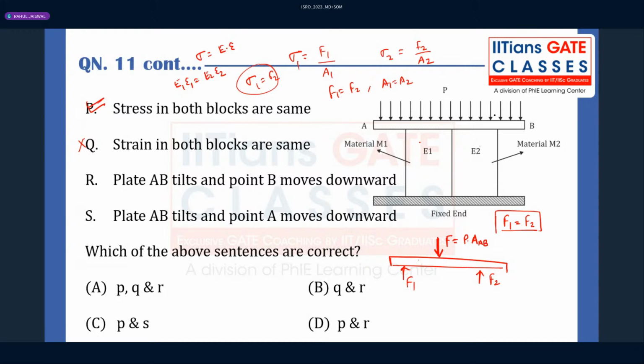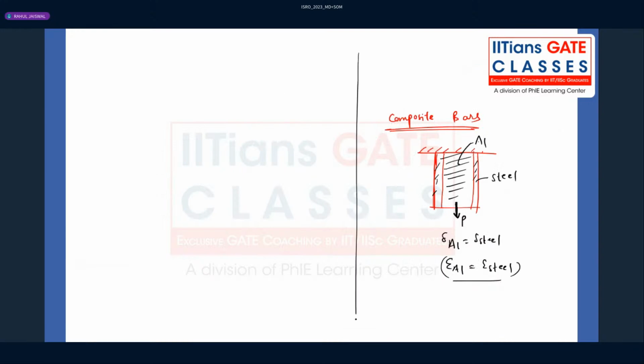Now coming back to this, in which direction will the plate be tilted? This case we have to see. When we talk about the deformation in the first one, that is PL divided by AE1. P is the same, L is the same, A is the same, right? So that is delta 1. What is delta 2? P into L divided by A into E2. So delta is inversely proportional to E. Now E1 is greater than E2. So can we say delta 2 will be more than delta 1?